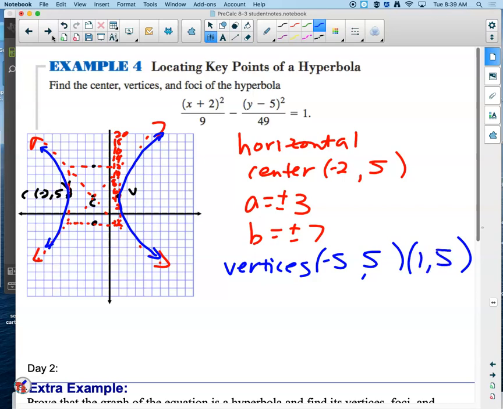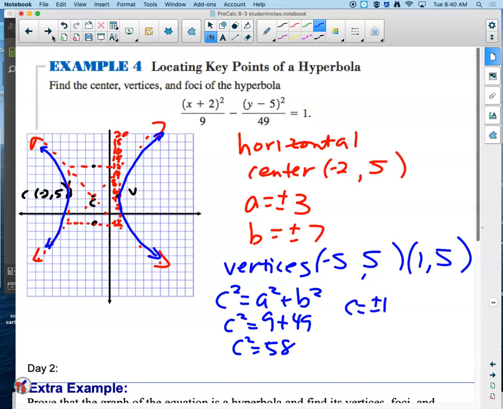And we've got them graphed, so I suppose you could count it too, taking a look at all of that. And again, they don't refer to covertices with hyperbolas, so they're not asking us for that. But they are asking us for the foci. So, c squared equals, what do we use with hyperbolas? Plus. So we've got our 9 and our 49 up there for a squared and b squared. c equals plus or minus the square root of 58.